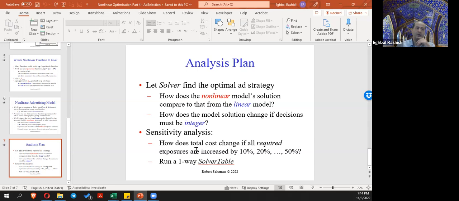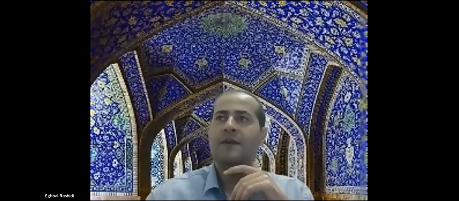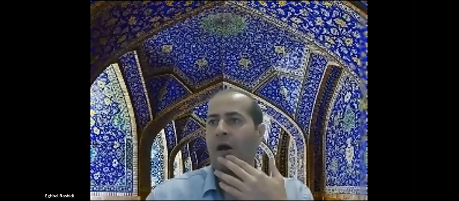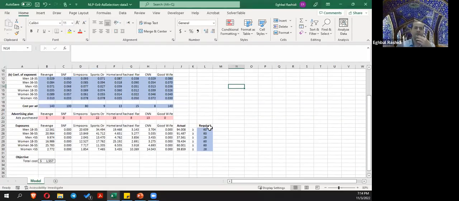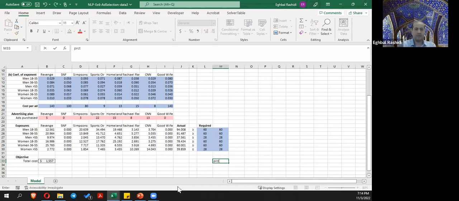Sensitivity analysis. So we want to see how the total cost changes if all required exposures are increased by 10% to 50%. So we want to do a Solver table here. This is what I'm going to do. I'm just going to copy paste these values here. And I'm going to say percent change. And say 10%. So this is kind of my input. I'm going to name it.